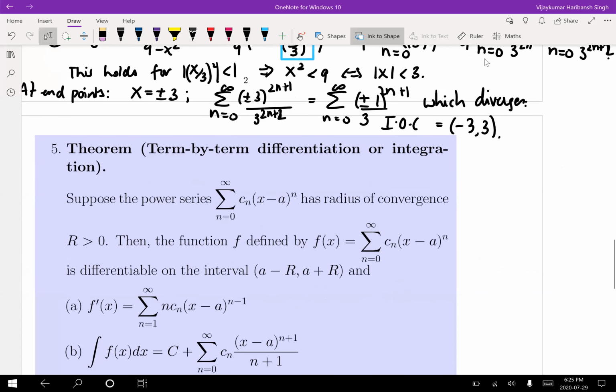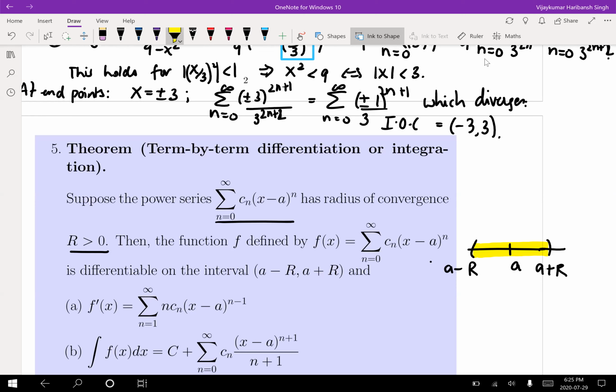So now we want to basically have term by term integration and term by term differentiation of the series. So suppose you have a power series from n equals 0 to infinity of c_n (x minus a)^n, and it has radius of convergence R greater than 0. Then consider the function f of x defined by this series. And this function is differentiable. So you have your radius of convergence R, so that means you have a minus R, you have a plus R, right? So in this region here, your function is differentiable.